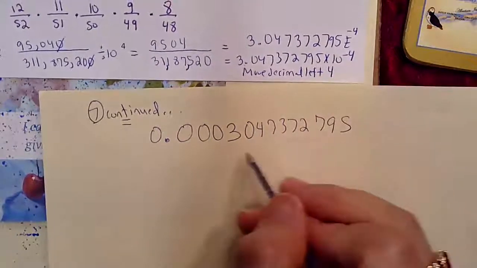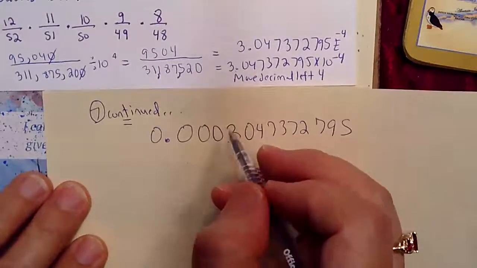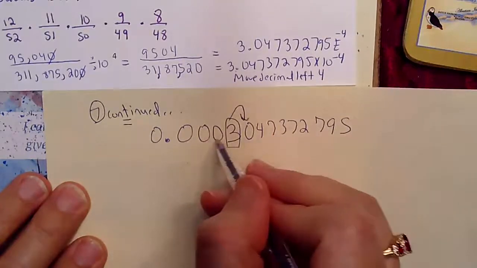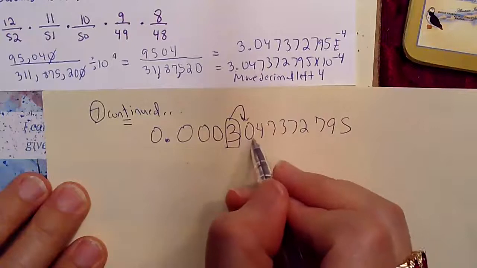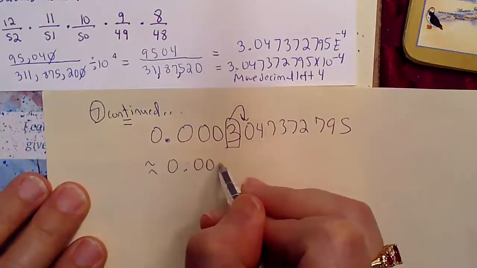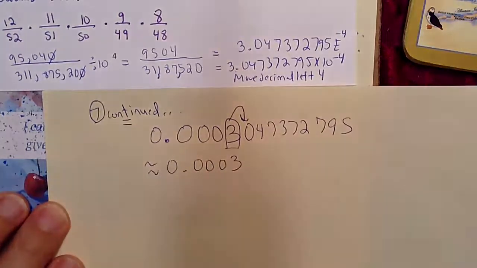That's a really small number. And if you had to round, they probably would have you round to the nearest 10,000, because they don't want you to record zero if it's not a true zero. This is not five or more. So this would be 0.0003. Okay. But they didn't want a decimal. They wanted a fraction.